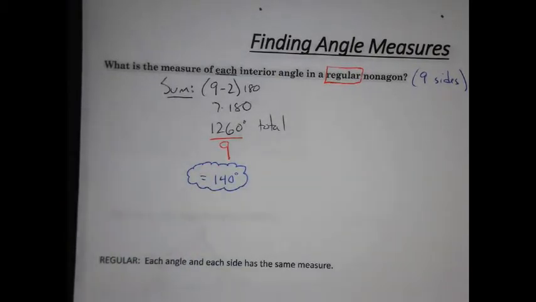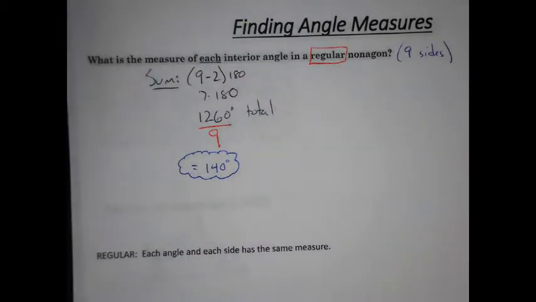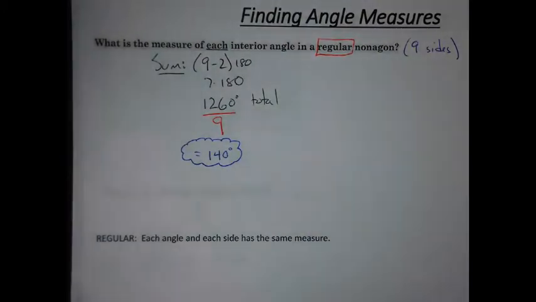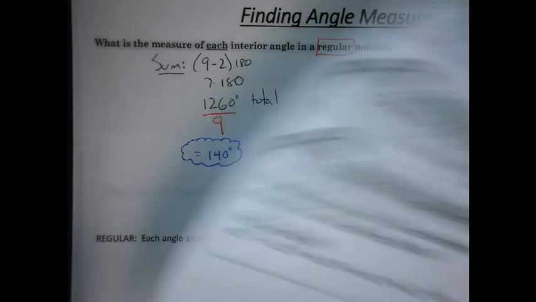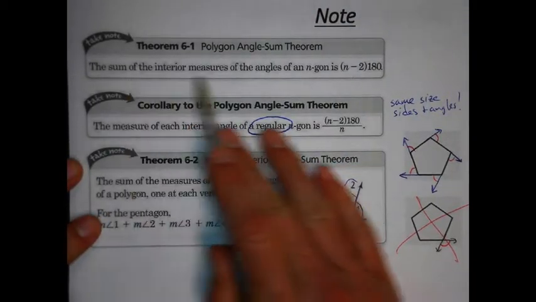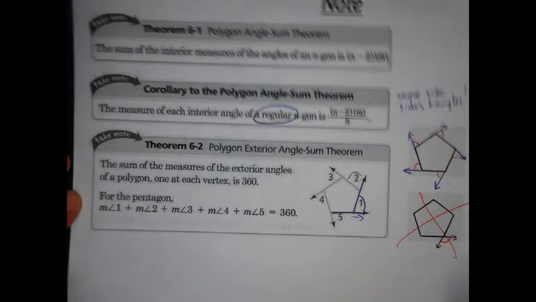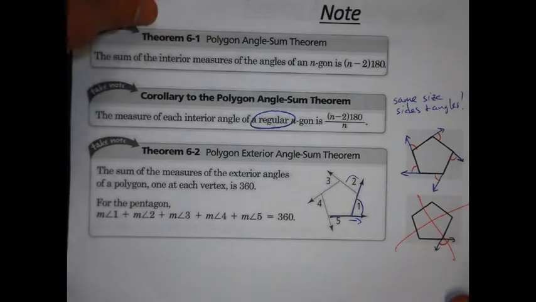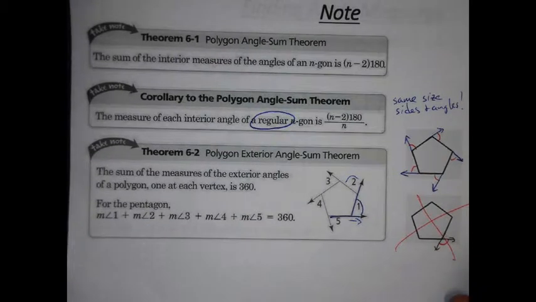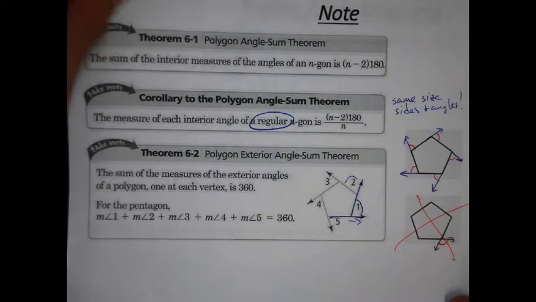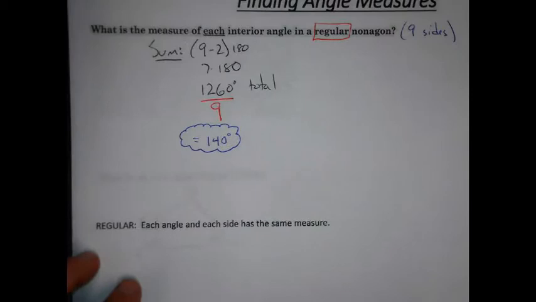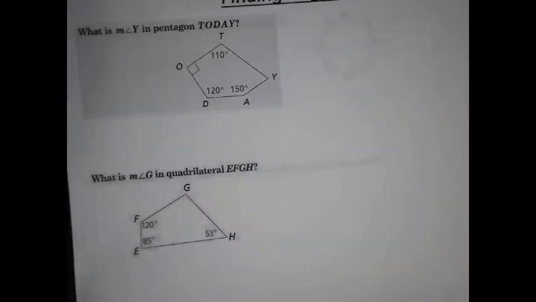That's how that works. But again, remember, each angle and each side has the same measure, the definition of regular. So far we have used just these 2 first notes, right? We have the sum of the interior measures, n minus 2 times 180, and we can find the measure of each by dividing by the number of sides. Okay, so what's next? Exterior angles? Let's play around with exterior angles. Oh, no, wait, we got some more interior angle problems.